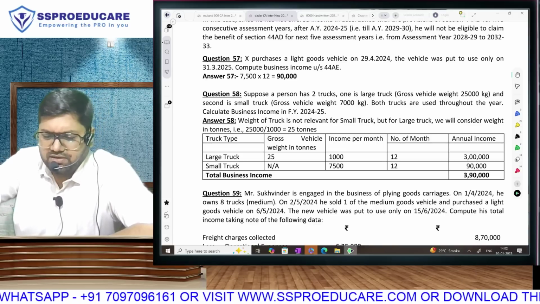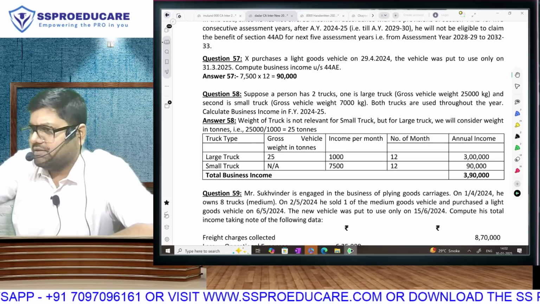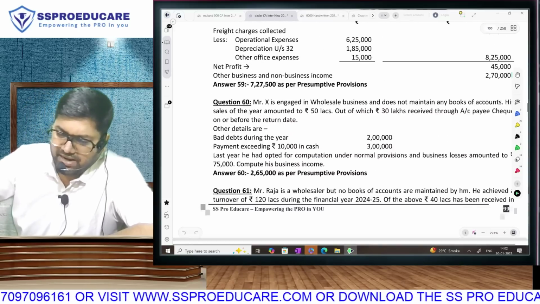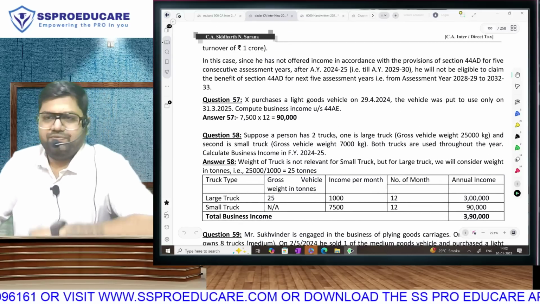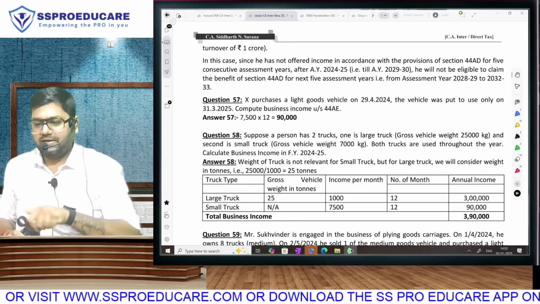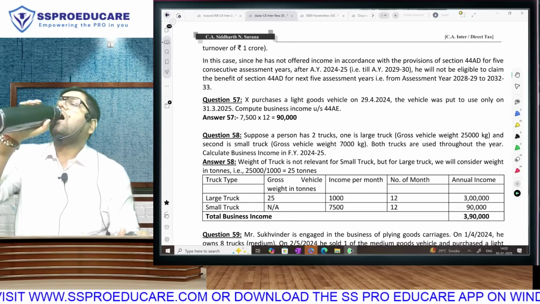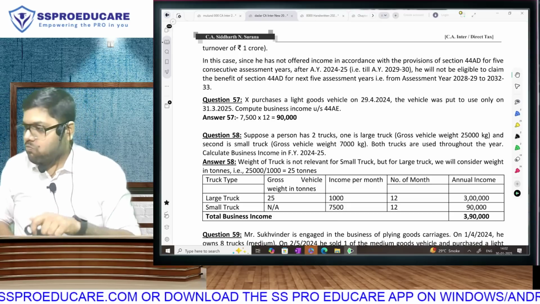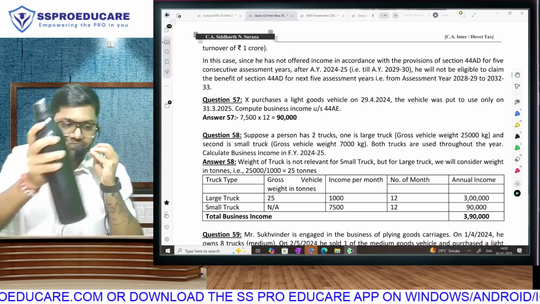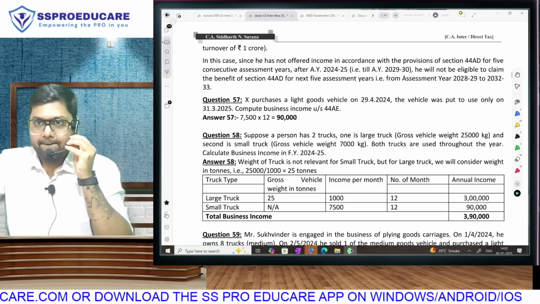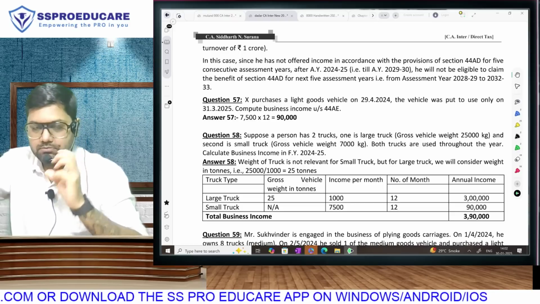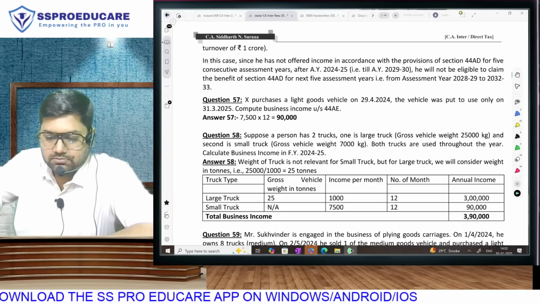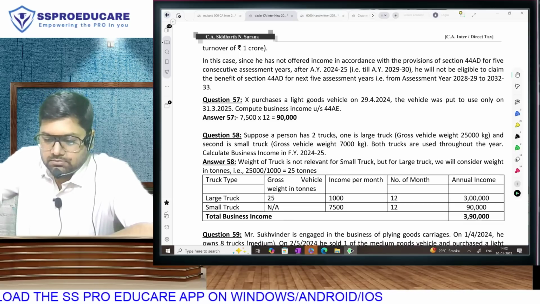For now, we will complete the few questions on presumptive that are remaining before we take a break and start capital gains. Ladies and gentlemen, this is page number 99, question number 57. Purchase of a light goods vehicle on 29 April 24. The vehicle was put to use only on 31st March 25. Compute business income under section 44AE.